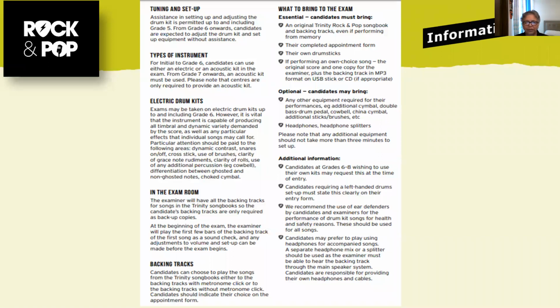The first thing we're going to address is tuning and setup. Up to grade 5, assistance can be used from the teacher for setting up and tuning your drum kit. From grade 6 onwards, candidates need to do this themselves and nobody else will be allowed in the room. A little bit about instruments. For initial to grade 6, please remember it's up to grade 6, you can use an electric drum kit or an acoustic, of course. From grade 7, the stipulation is that you use only an acoustic kit.